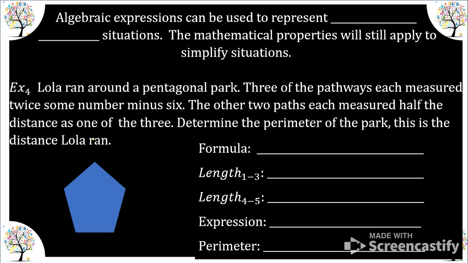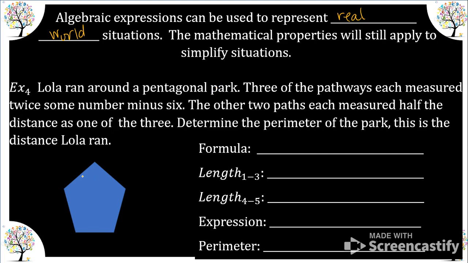So algebraic expressions can be used to represent real life or real world situations. And then we will apply the mathematical properties to simplify. So this says Lola runs around a pentagonal park, pentagon meaning 5 sides, 3 of the pathways each measure twice some number minus 6. So we're going to bring back in our previous lessons of translating some phrases. So we have the other 2 paths, each measured half the distance as one of the 3 distances. Determine the perimeter that Lola ran.